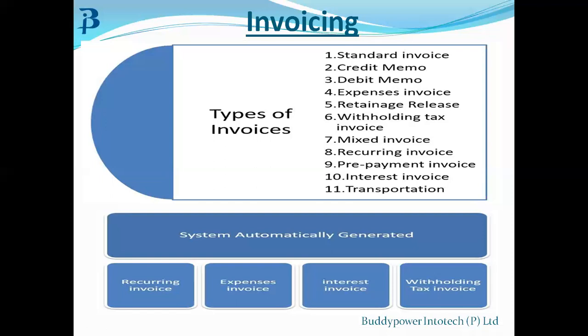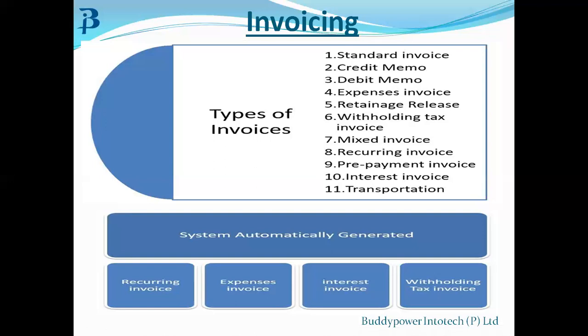Then you have your interest invoice. This is when we make a payment after the due date has crossed. Suppose you were supposed to make a payment to your supplier today, and for some reason you're not able to pay, and you happen to pay it after, say, 4 or 5 days or something.